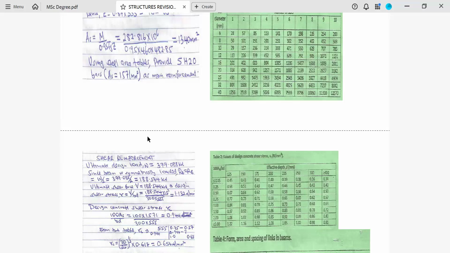So I will come here and say, if on 100 AS over BD, a 0.25 change corresponds to 0.06 change in the design concrete shear stress, what about, now I'll come and subtract 0.944 minus 0.75. I take that value, that is 0.944 minus 0.75, which is equivalent to 0.194. I divide by 0.25 that I got. Then you multiply by the change in design concrete shear stress, 0.06, which will give me 0.04.